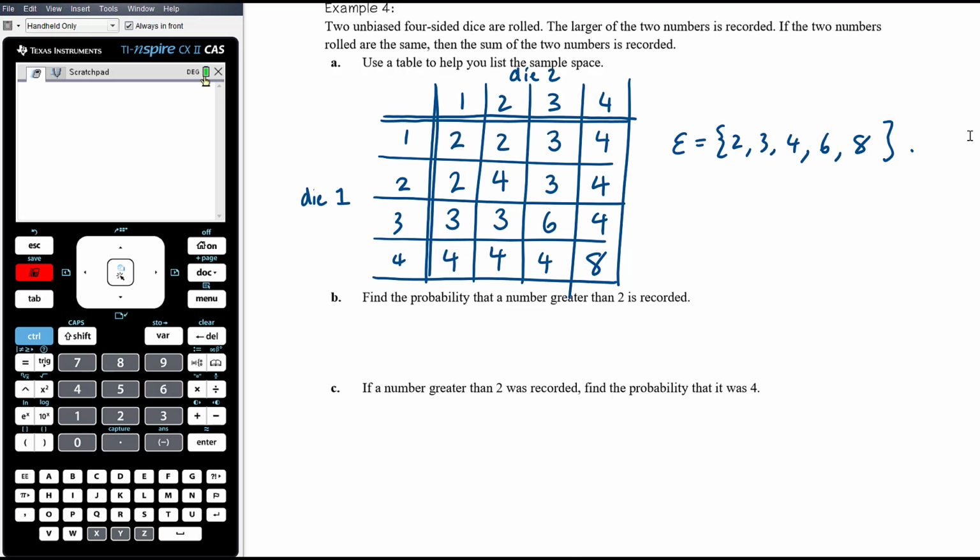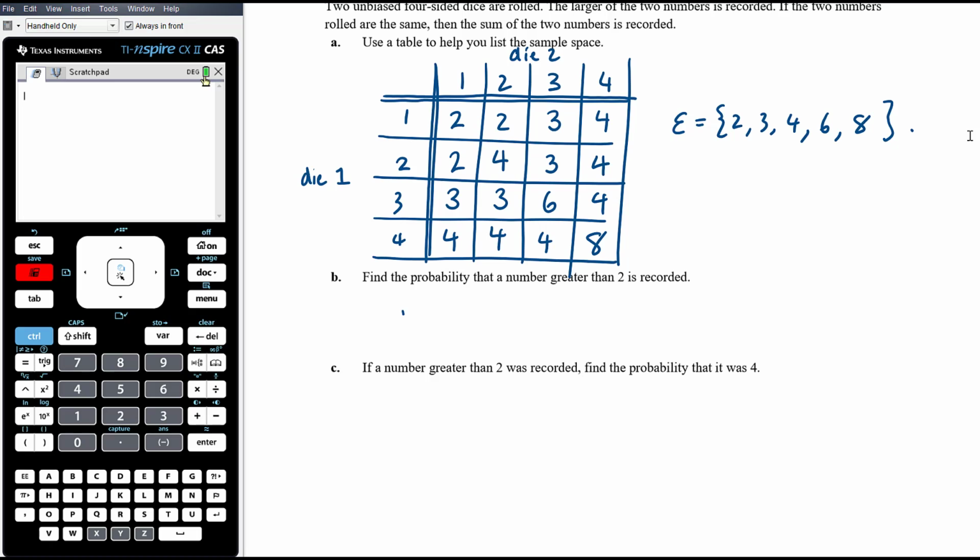Find the probability that a number greater than 2 is recorded. Probability that we record something greater than 2. So greater than 2 doesn't include 2, so that's going to be everything from here up. So it is, what have we got, 16 outcomes in total, and 3 of them are 2s. So that means that 13 of them are not 2s. So 13 out of 16.